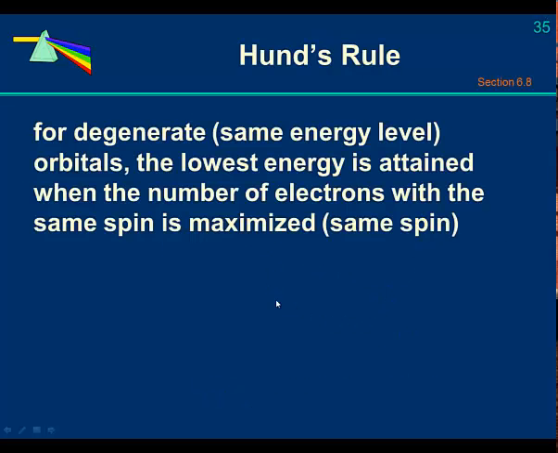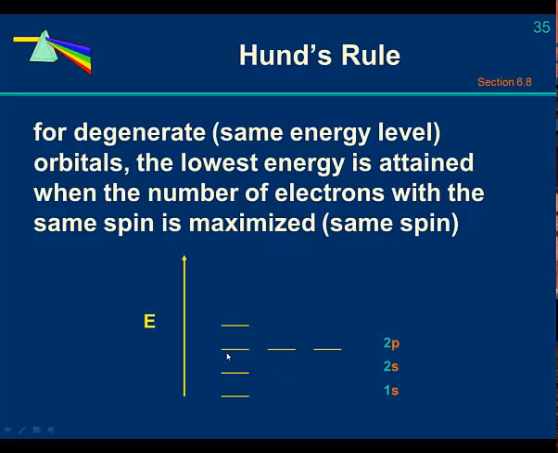Let's talk about Hund's Rule. Degenerate in this context means the same energy level. For degenerate orbitals, the lowest energy is attained when the number of electrons with the same spin is maximized. So that sounds a little bit confusing. Let me show you what I mean.